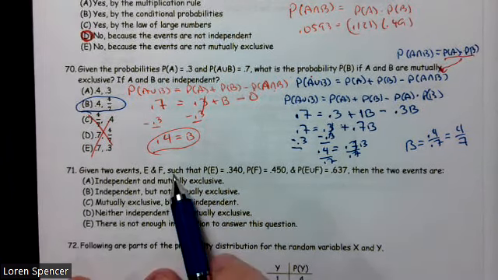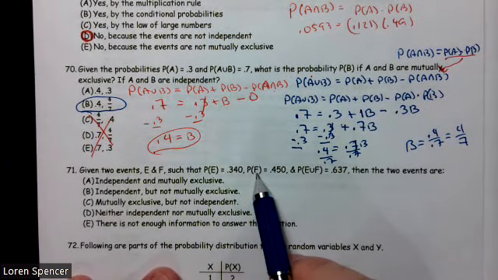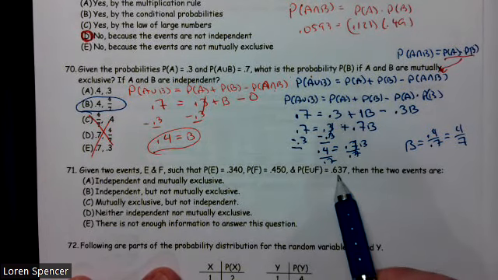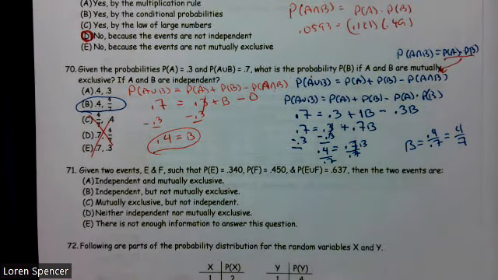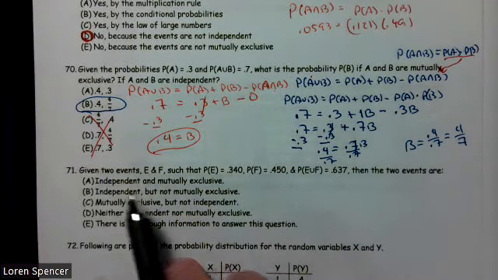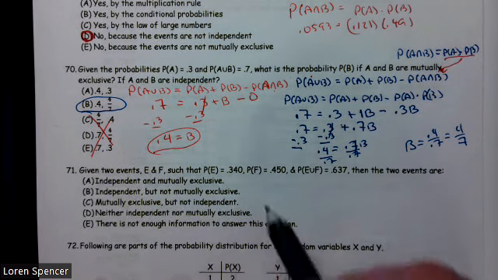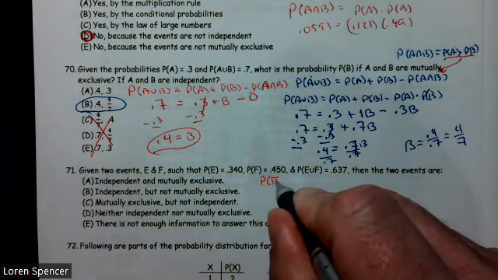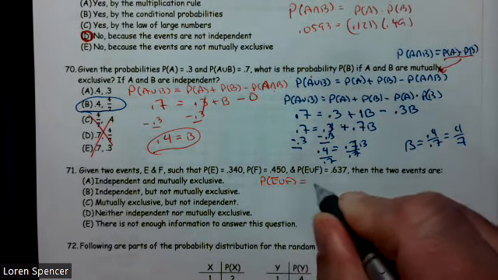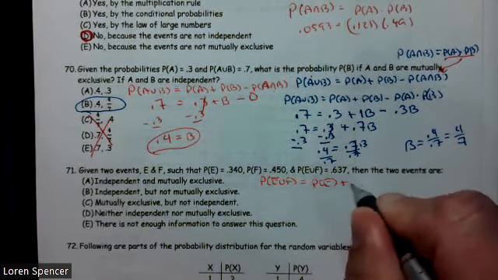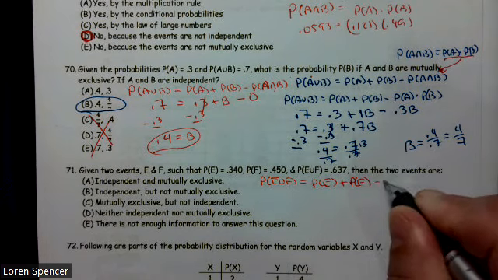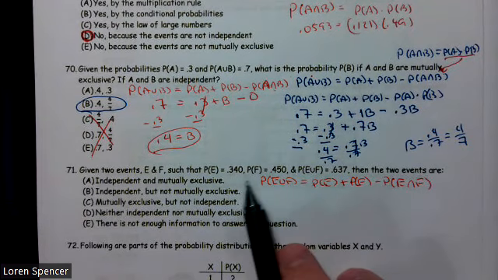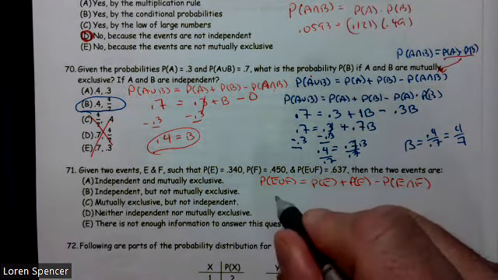Given two events, E and F, such that the probability of E is 0.34, the probability of F is 0.45, and the probability of E union F equals 0.637, they want to know if the events are independent and mutually exclusive. I need to start off by writing down my equation: the probability of E union F equals the probability of E plus the probability of F minus the probability of E and F. We find out that E union F is 0.637.